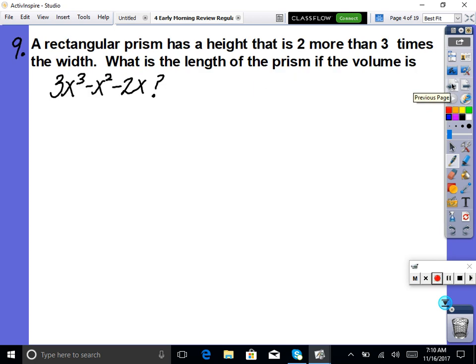Okay, we'll come back. Okay, continuing upward and onward. So let's read this problem. This is very similar to one we've had on our review. A rectangular prism has a height that is 2 more than 3 times the width. What is the length of the prism if the volume is this?